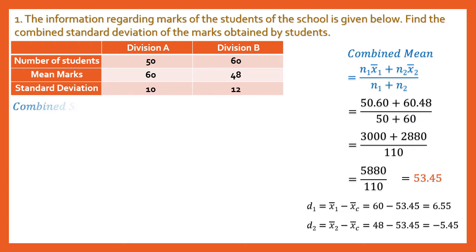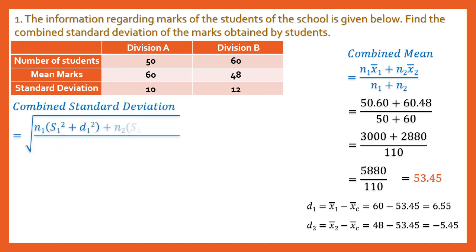Now we are going to use these values in our combined standard deviation formula. First write the formula here: N1 into S1 square plus D1 square, plus N2 into S2 square plus D2 square, divided by N1 plus N2. Now one by one put the values.